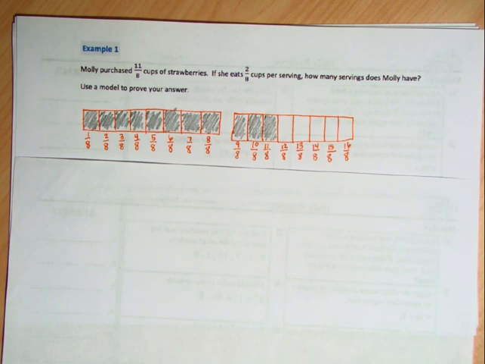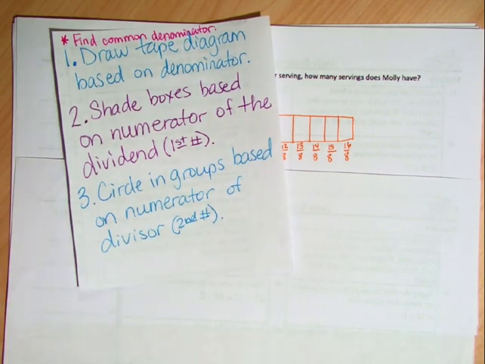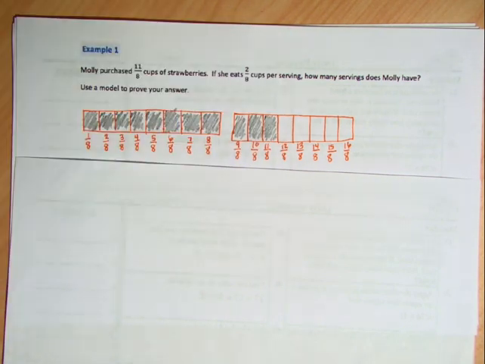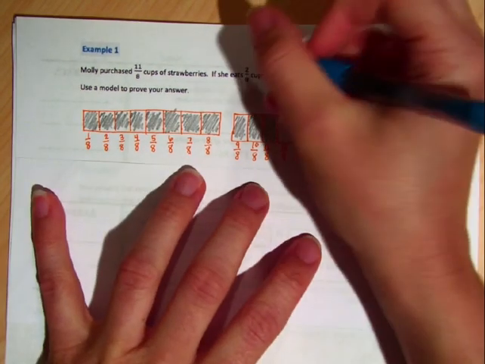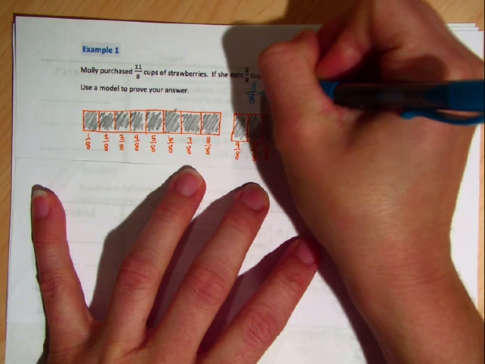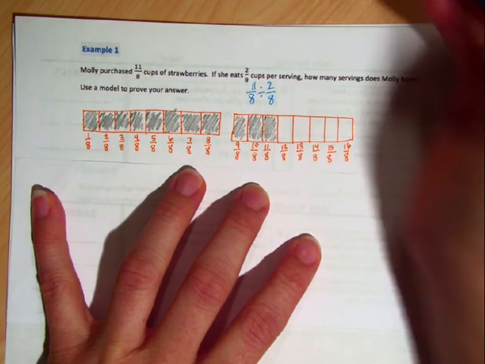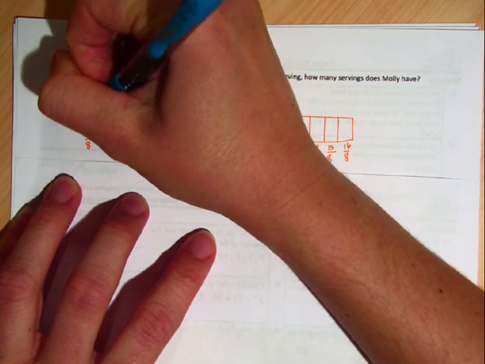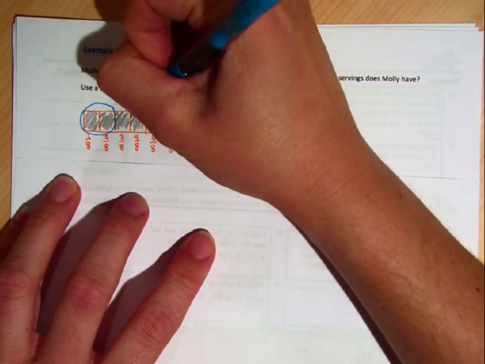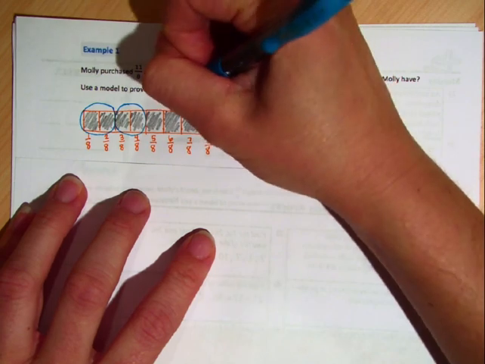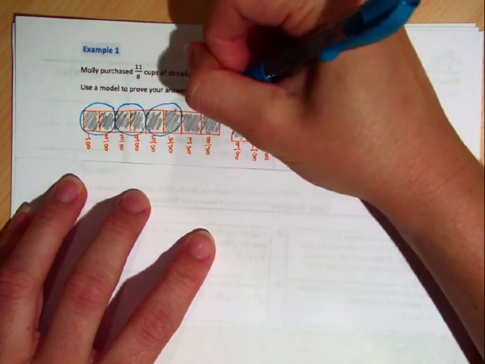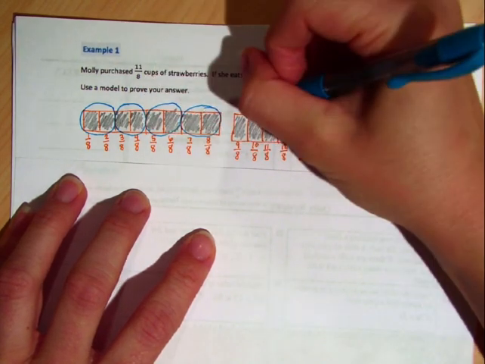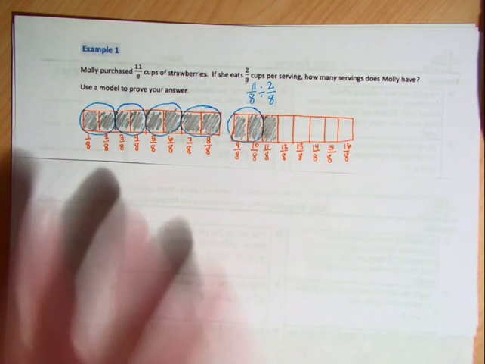Okay, based on our step 3, we're going to circle in groups based on the numerator of the divisor. So we're going to do 2 8s. I never wrote my problem. This is 11 8s divided by 2 8s servings. So we're going to circle in groups of 2 8s. So there's 1, 2, 3, 4, 5. We don't have another whole circle, so we're not going to do it.